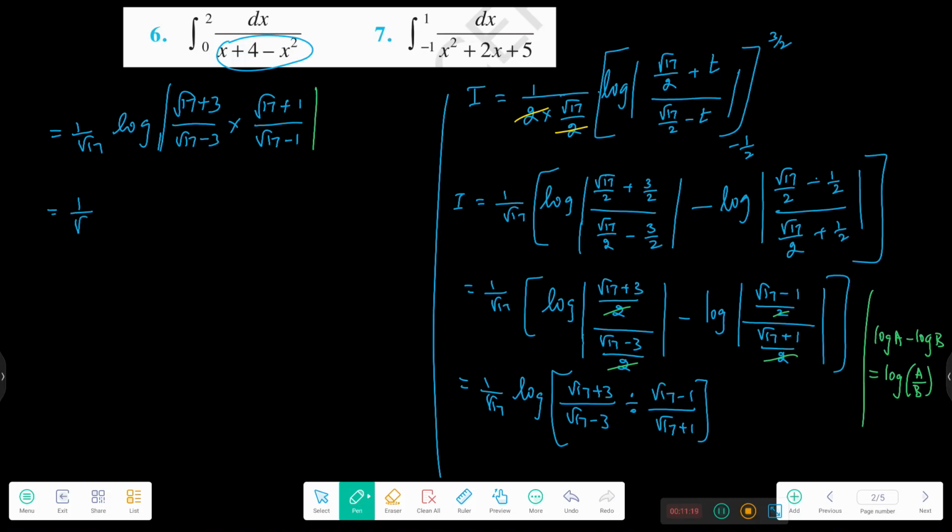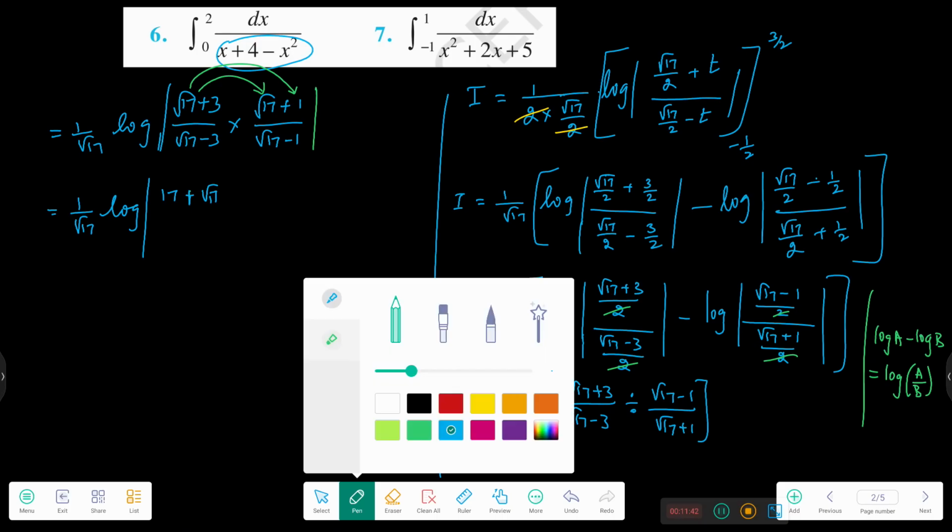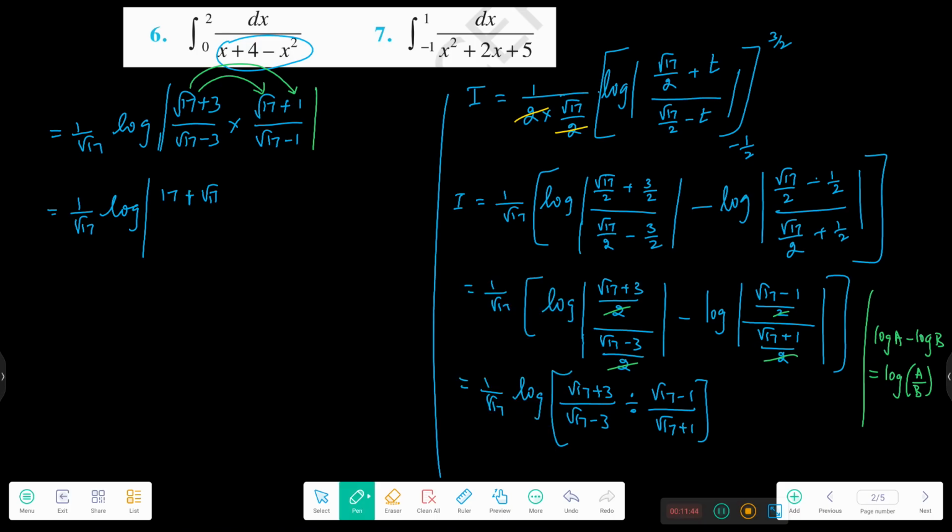Right. 1 divided by root 17 log of, you have to multiply this one. Take it one by one: root 17 into 17, root 17 into 1. Root 17 into 17 is 17. Root 17 into 1 is root 17. Next, 3 into root 17 is 3 root 17. Next, 3 into 1 is plus 3.